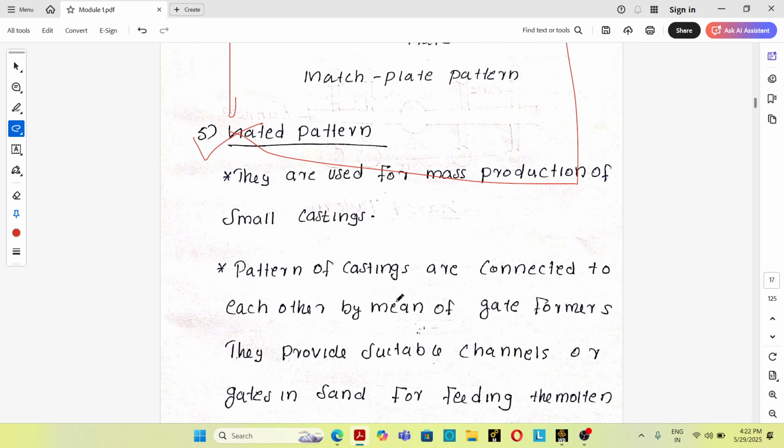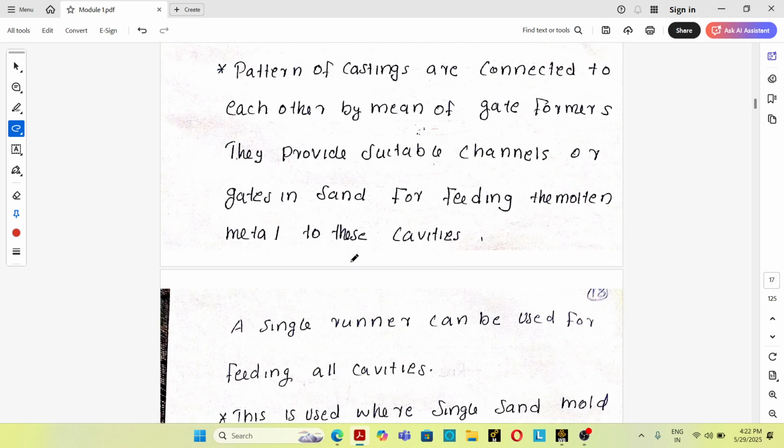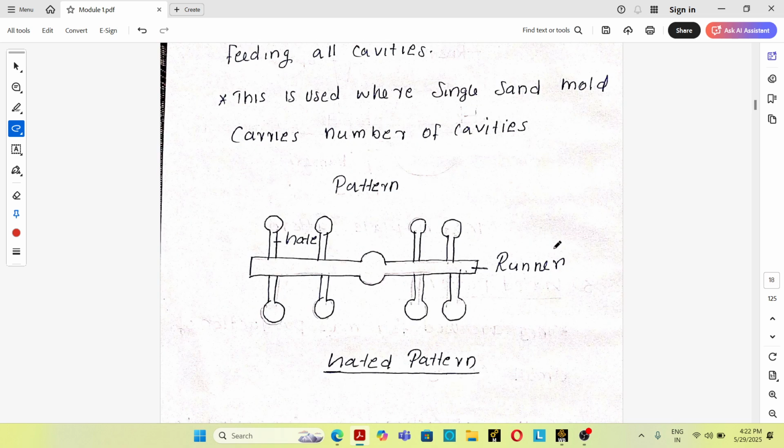Then the fifth one is the gated pattern. See, this is the figure of a gated pattern. So what is the characteristic of a gated pattern? Gated patterns are commonly used for mass production of small sized castings. The patterns of the castings are connected to each other by means of gate forms. These patterns are only used for mass production of small sized castings, and all these patterns are connected by means of gate forms.